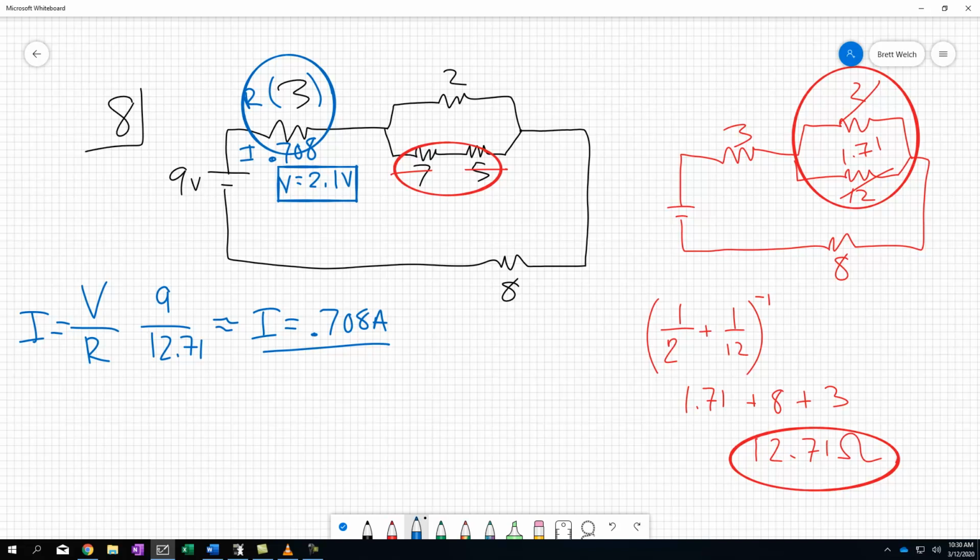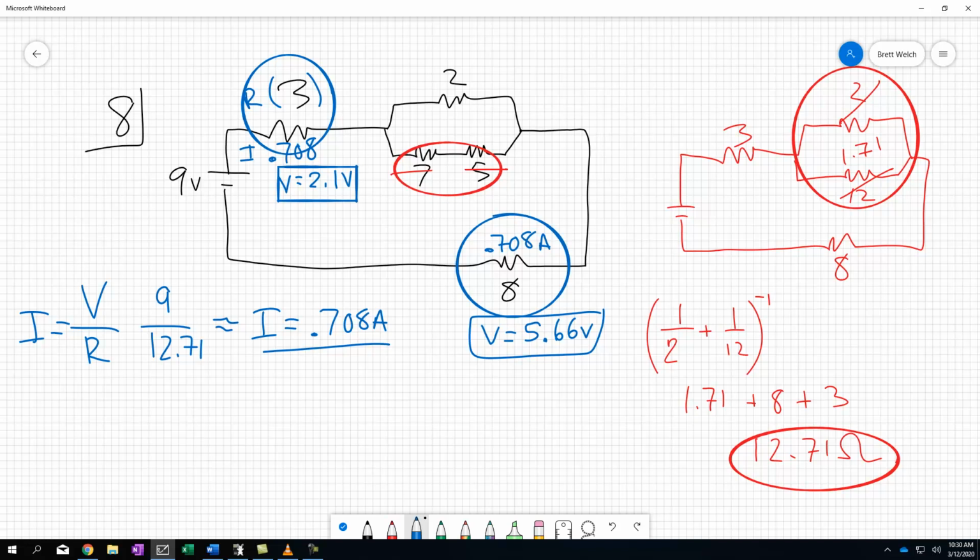The 8 ohm resistor, same thing. 0.708 amps goes through there. So how much voltage loss do we have here? 5.66 volts. There are 2 ways to do this. I want to show you both options.